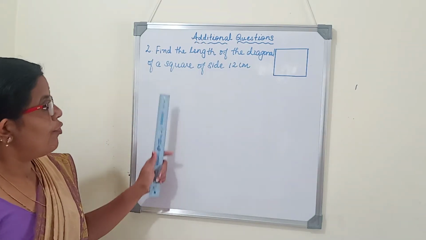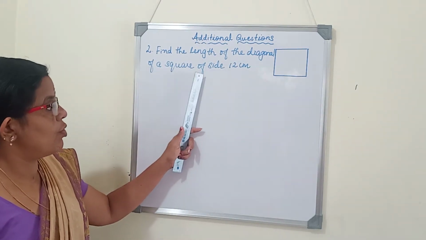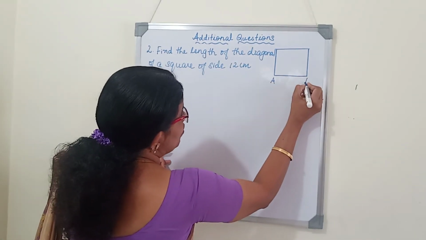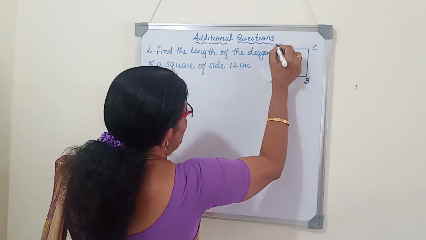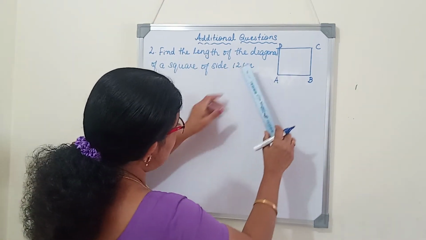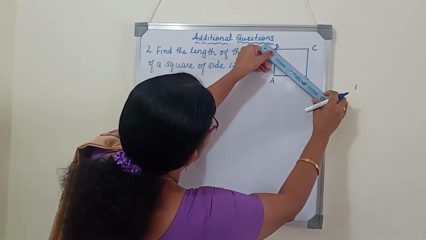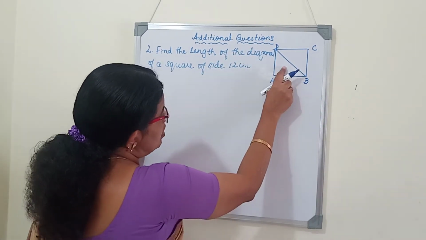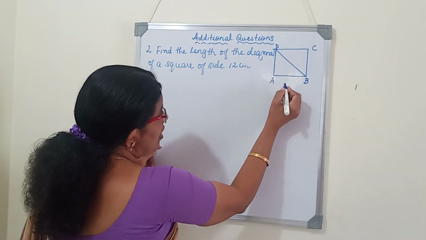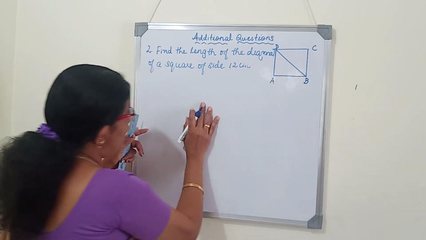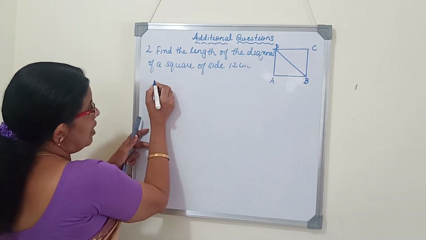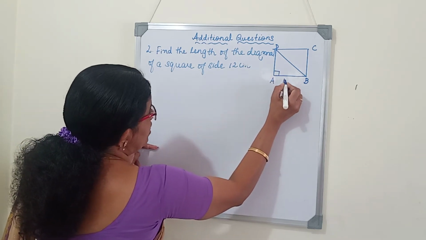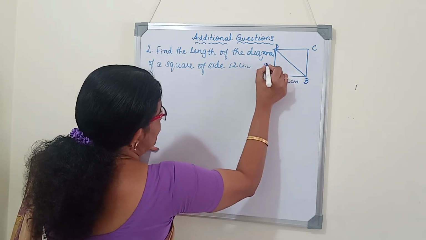Second question: find the length of the diagonal of a square of side 12 cm. So here ABCD is a square. We have to find the length of the diagonal. Any one diagonal we can draw. We will find out the length of DB. Here we know that all the angles of a square are 90 degree. So in triangle ABD we will apply Pythagoras theorem. All the sides are 12 cm.